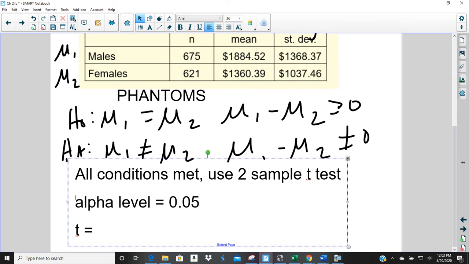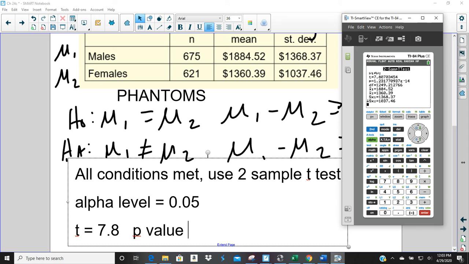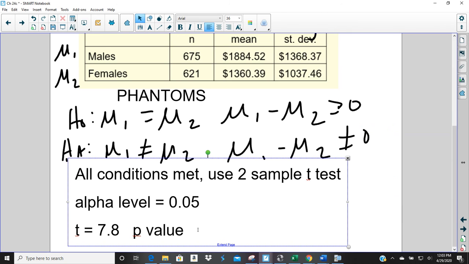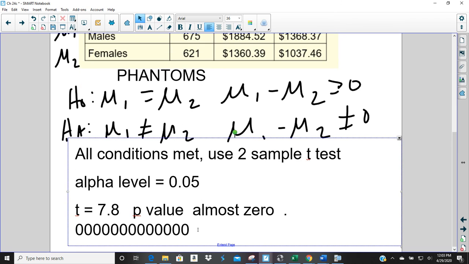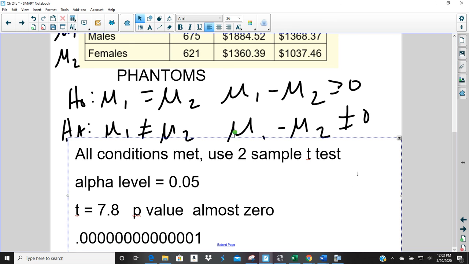Okay, so our t-value was 7.8. Our p-value was, gosh, it is so small. I'm going to write almost 0. If you feel uncomfortable with that, 1, 2, 3, 4, 5, 6, 7, 8, 9, 10, 11, 12, 13, of course, 14. That should do it. Almost 0, and that's what the 0 is. Okay, fine.